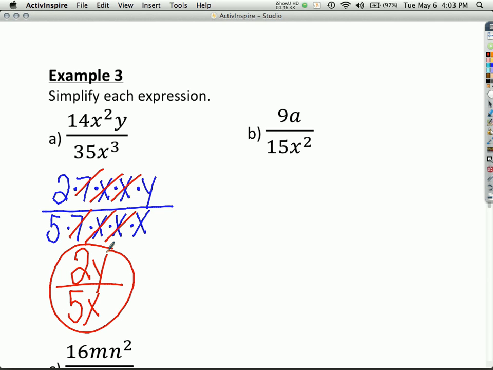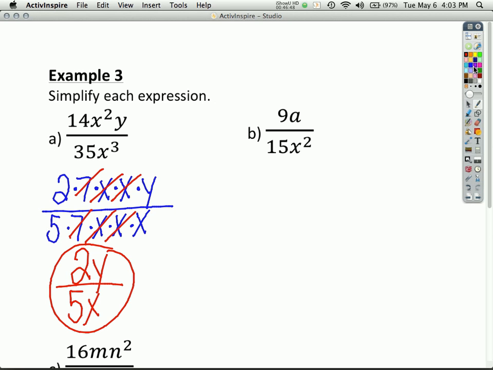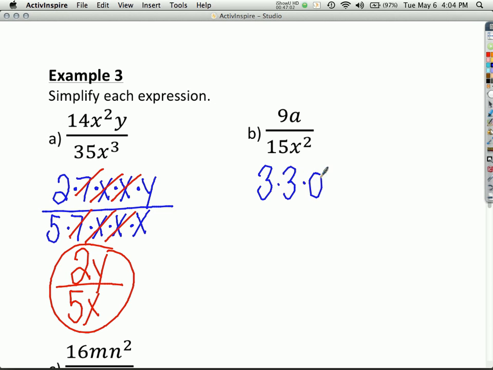Does anyone have any questions about how we did that? All right, let's see if we can do it again in part B, but let's see if we can go a little bit faster. 9a, what will that be rewritten as? Let's see who can do it all in one step. Chelsea? 3 times 3, that's the 9, times a.